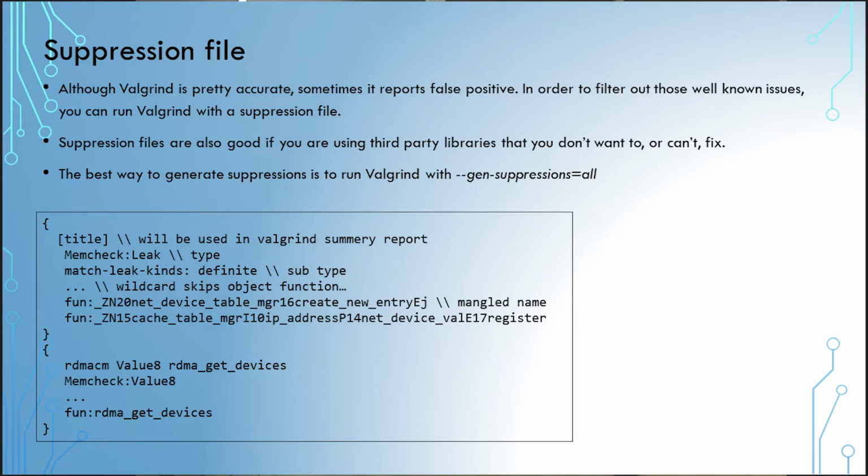So the first line is the title. You can write a description, and when Valgrind finishes running, it will tell you it had X of those suppressions that it ignored. Then it has the type of it.